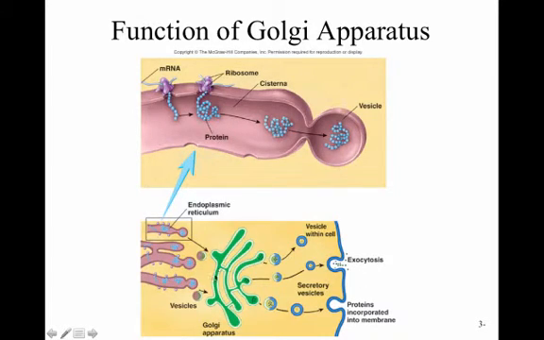Does that process make sense? Any questions on that process? Just goes through.